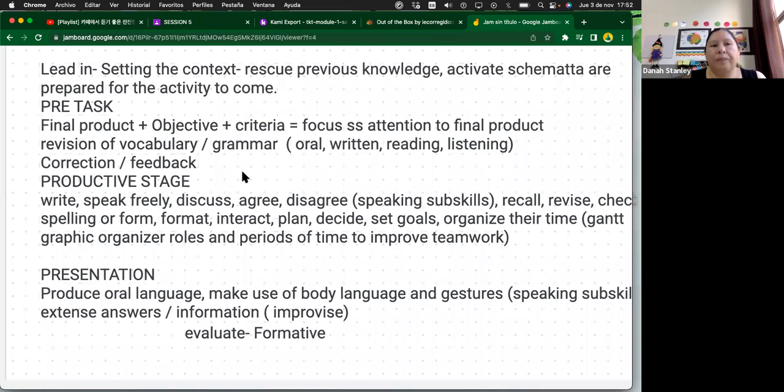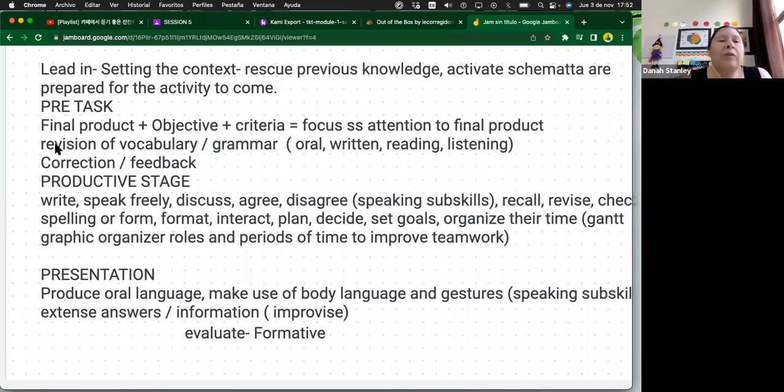In this case, I have in advance again the main objective of my activity. What is the result? What am I going to be looking for? What is the final product? What is the criteria I'm going to use to evaluate this task? The students will be focused on this final product, but they will also be aware of the little steps they are going to take in order to achieve this goal.